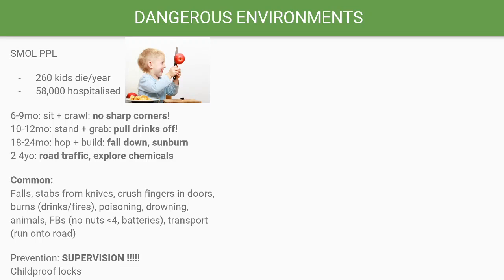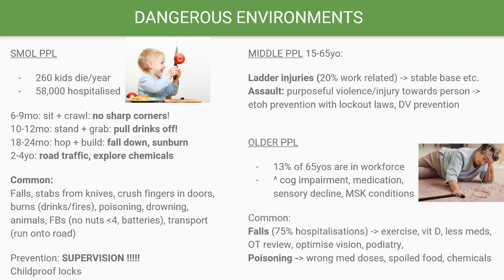In terms of the middle-aged population, it's mainly ladder injuries, so all the stable-based stuff that you learn, and assault, so domestic violence prevention and alcohol things. And then in the elderly population, there's lots of them still in the workforce, and there's obviously increased cognitive impairment, and lots of medications. Their sensory function is starting to decline. They've got lots of MSK conditions which can predispose them to falling. That's 75% of hospitalizations in that population. You can prevent that by exercise, vitamin D, fewer medications, an OT review which can get them to put hand rails in their houses, optimize their vision and podiatry, like with type 2 diabetes they can help the sensation in their feet. In terms of poisoning, they can take the wrong medication or misread the bottles.